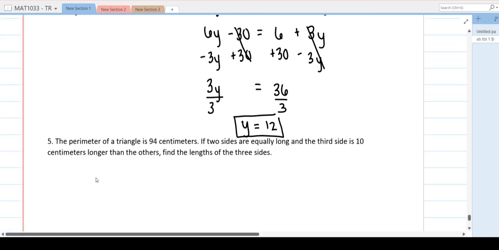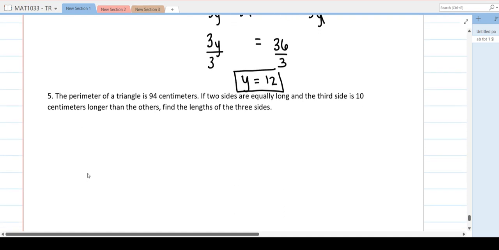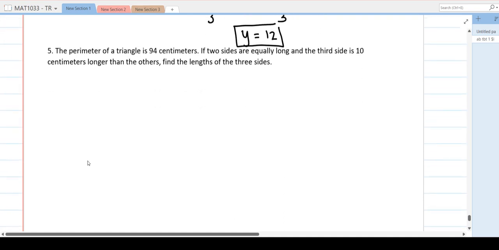Alright, and then the last one that we'll look at like this, we have a triangle. So the perimeter of a triangle is 94 centimeters. If two sides are equally long and the third side is 10 centimeters longer than the others, find the lengths of the three sides. This isn't a system.